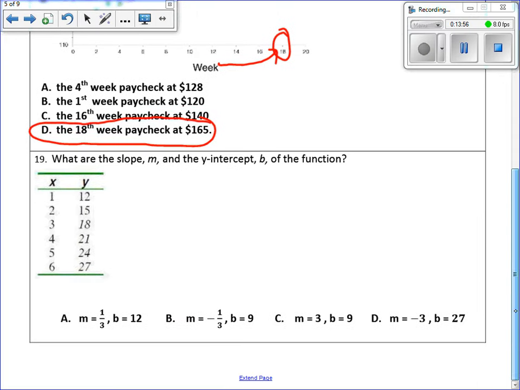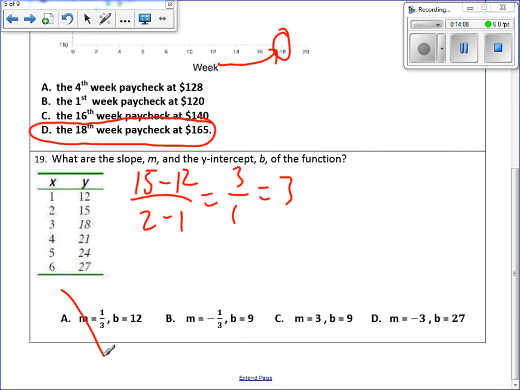Number 19, what are the slope and the y-intercept of the function below? So we can figure out the slope by doing the slope formula. 15 minus 12 over 2 minus 1 equals 3 over 1, which equals 3. Goodbye A, goodbye B. What's the initial value? It's either going to be 9 or 27. Well, it's not 27 because that's all the way over here. So it has to be 9.